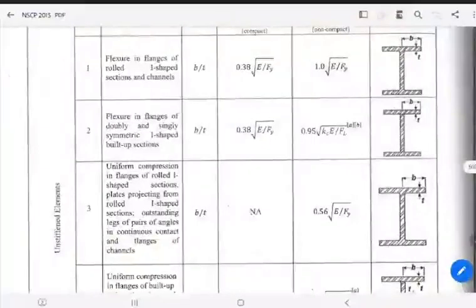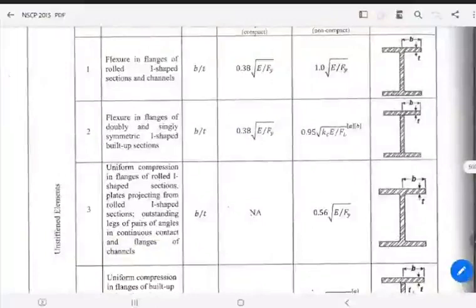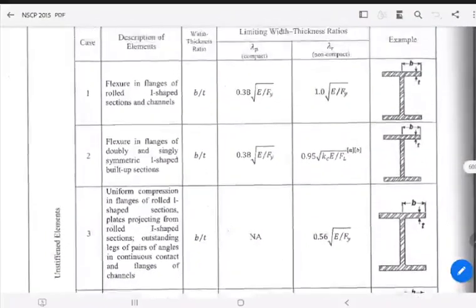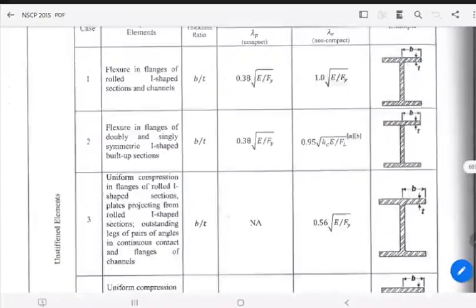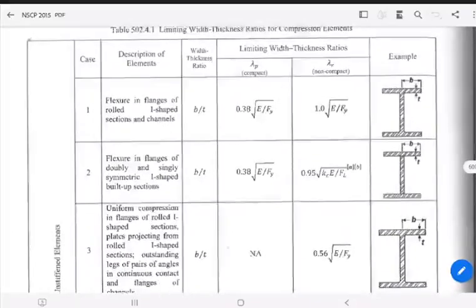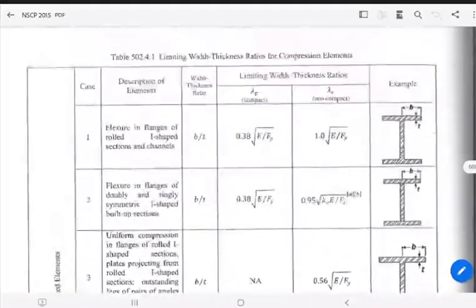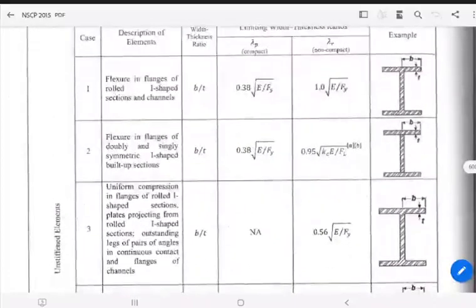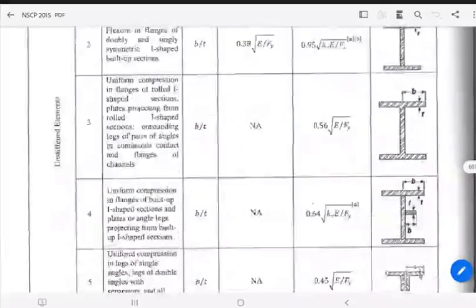So compression in flanges of rolled I-shaped sections, that's number 3. What do we consider? The B all over T ratio, the width to thickness ratio, class is B all over T. Okay, and we compare it to 0.56 square root of E all over Fy. That's for the flange. What about the web?